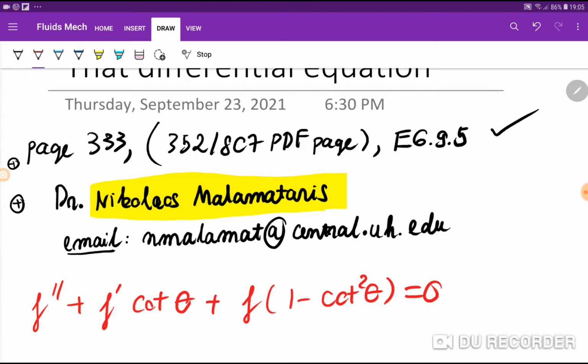F double prime plus F prime cotangent of theta plus F times 1 minus cotangent of theta squared equals 0 is completely non-linear second order, so you cannot find a general solution, right? But Dr. Malamateris set up an educated guess, which will reduce this differential equation to something easier, something that we are able to solve. And yeah, it's mostly his work.